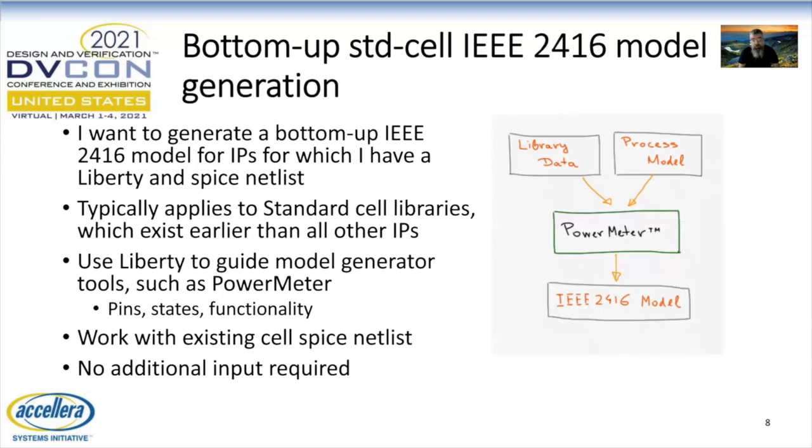Generating bottom-up 2416 models has several applications. The first case is hard IPs, such as memories and standard cells. These are IPs for which I expect to have at least a SPICE netlist for simulation and a single Liberty library file for timing analysis. The SPICE netlist and the Liberty files enable tools like Power Meter to generate 2416 models in a simple way without any other user inputs. This makes generating a 2416 model trivial and very fast.